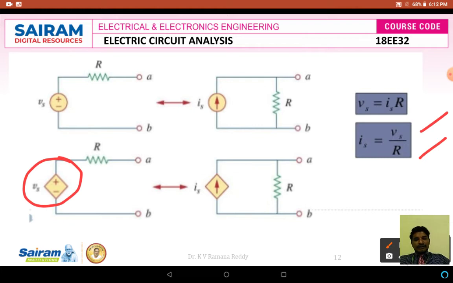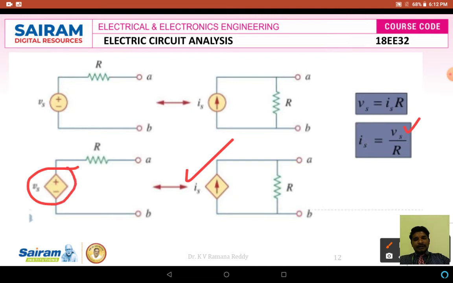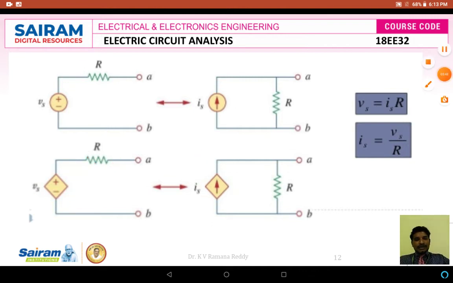While we are finding that Is value, that is dependent current source Is value, we need Vs. This Vs here we are getting from this dependent voltage source Vs and its resistance. The ratio of dependent voltage source Vs and its resistance is the dependent current source value, which is equal to Is.